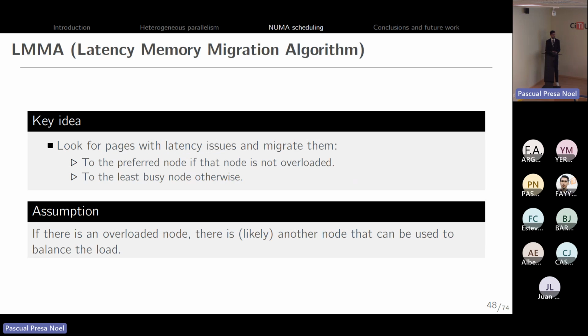The key idea of this algorithm is that it looks for pages which present latency issues, and if it happens, tries to migrate those pages to their preferred node if that node is not overloaded, or to the least busy node to balance the workload. Because we are working under the assumption that if a node is overloaded, it's very likely that there is another NUMA node that can be assigned some workload.